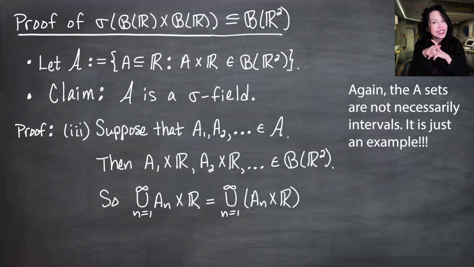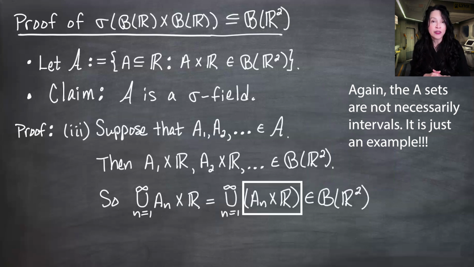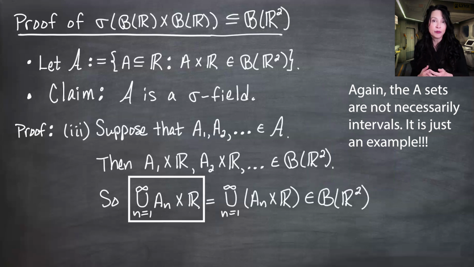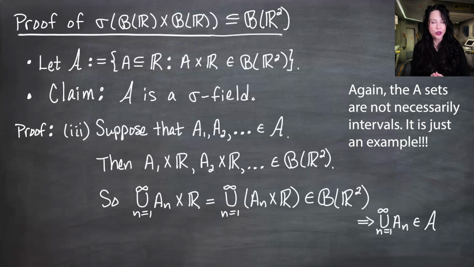And this is in the Borel sigma field on R² because we are under the assumption that all these individual sets are, and now we're looking at a countable union of things from a sigma field. They are again in the sigma field. And so because this is in B(R²), we have shown that this union here is contained in curly A, and we're done showing that curly A is a sigma field.